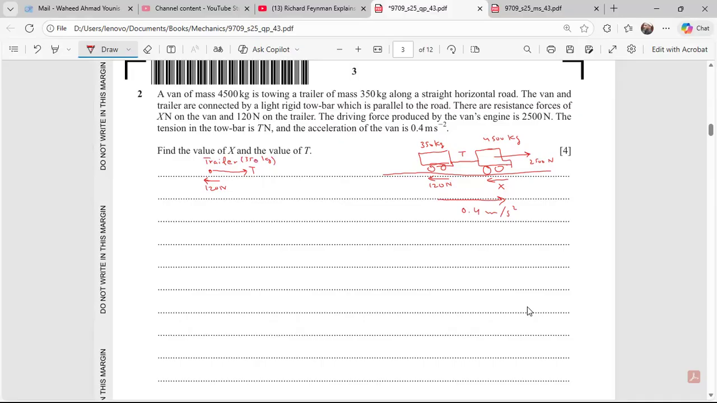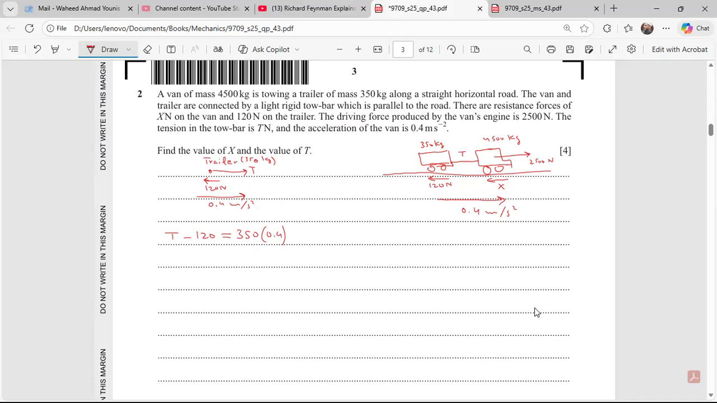So what's the net force on this? And of course, the acceleration of this whole assembly is 0.4 meters per second square. So what is the net force on this trailer? There is a force of T which is pulling it. There is a force of 120 Newton which is resisting it. So this is the net force on the trailer, and this net force is equal to the mass times acceleration. Mass of the trailer is 350 kilogram and its acceleration is 0.4 meter per second square. I hope this is all clear.